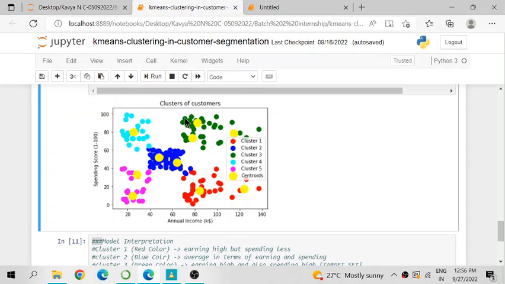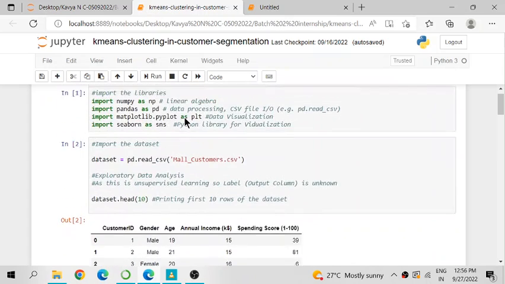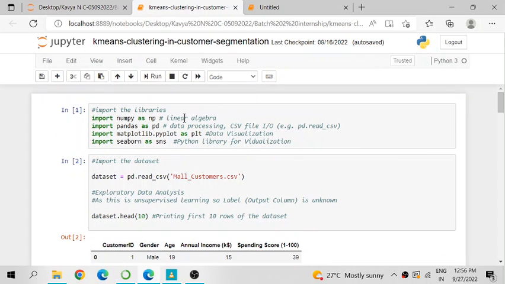Okay, so this is how we can implement the k-means clustering algorithm. And this is how we can also implement different clustering techniques, and thereby we can analyze the results and use these results for different purposes.